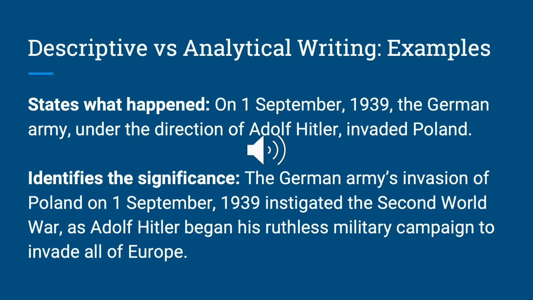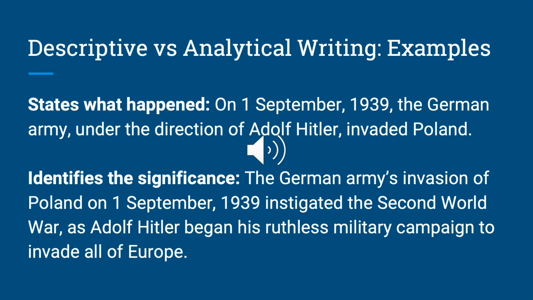Analytical writing, in turn, does contain some of the same details, but it interprets the meaning of these details. So it identifies the significance of events. For example, "The German army's invasion of Poland on 1st September 1939 instigated the Second World War, as Adolf Hitler began his ruthless military campaign to invade all of Europe."